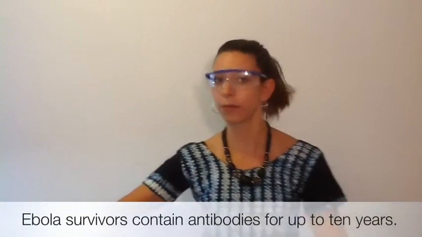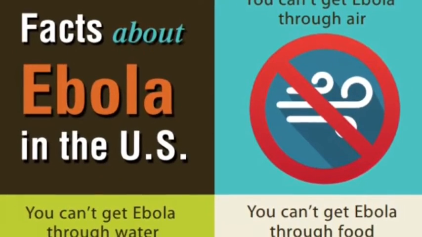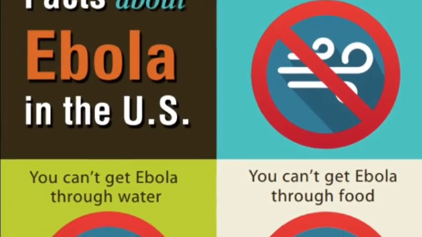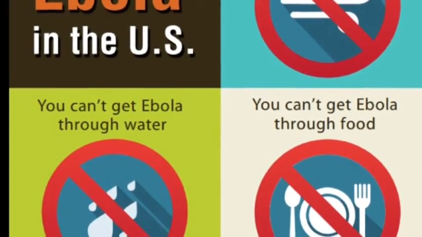People who recover from Ebola have antibodies in their systems that last for up to 10 years, which is pretty cool. Okay, now most people are kind of over the Ebola US scare, but let's talk about how you can't get Ebola. You can't get Ebola through the air, you can't get Ebola from water, and you can't get Ebola through food unless you're eating a bat that has Ebola. But most of us don't eat bats.